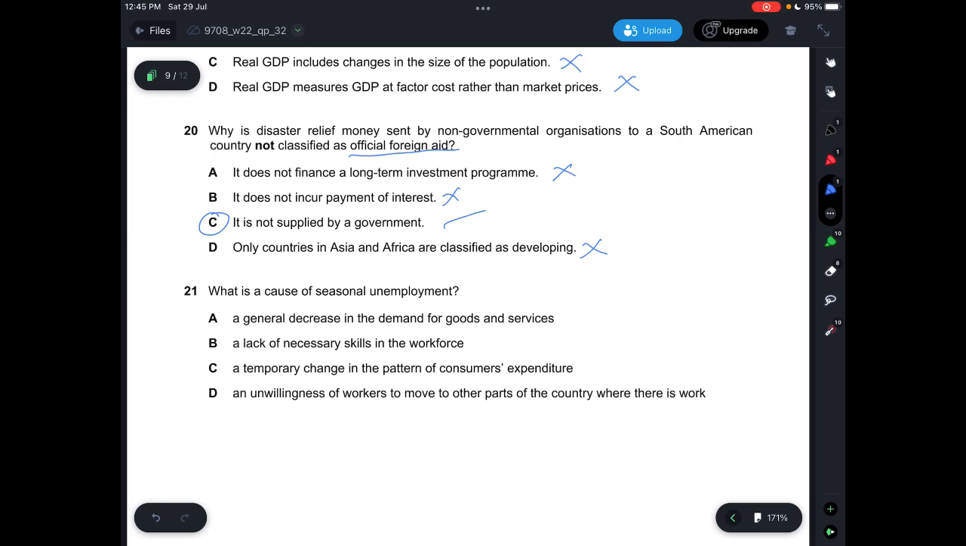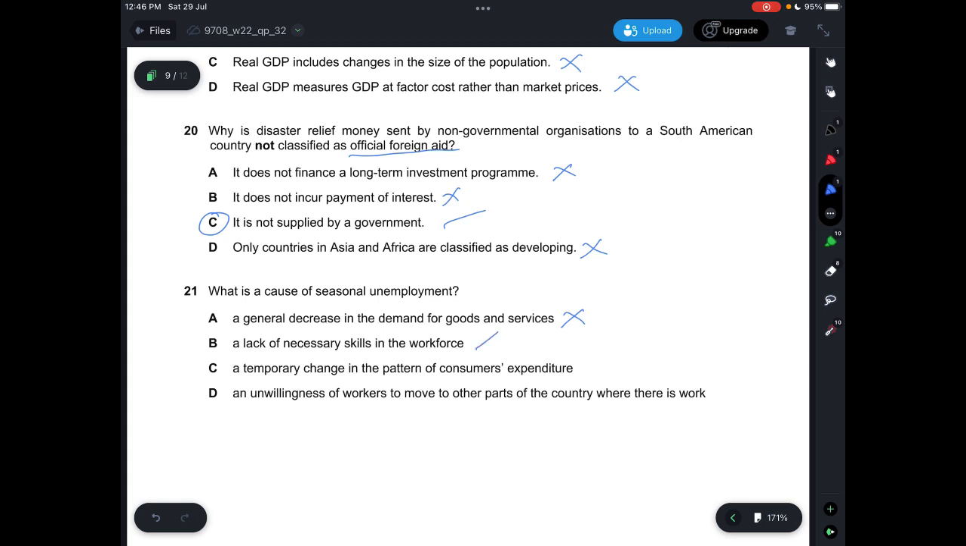So A says a general decrease in the demand for goods and services. This one is cyclical unemployment, so nope. Cyclical unemployment is basically unemployment caused by economic recession, also known as a decrease in aggregate demand. And B, a lack of necessary skills in the workforce. This is structural unemployment, because structural unemployment is when there is a change in technological processes, causing a lot of unskilled people to be left out of the employment, because they do not have the necessary skills to keep up with the production.